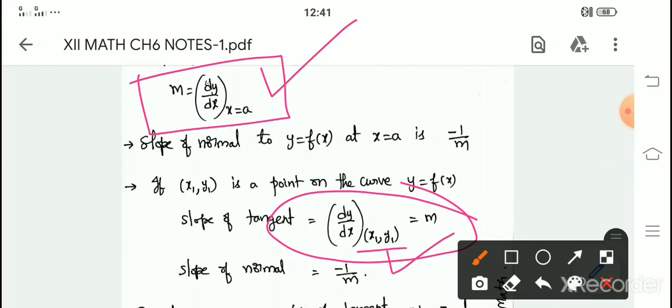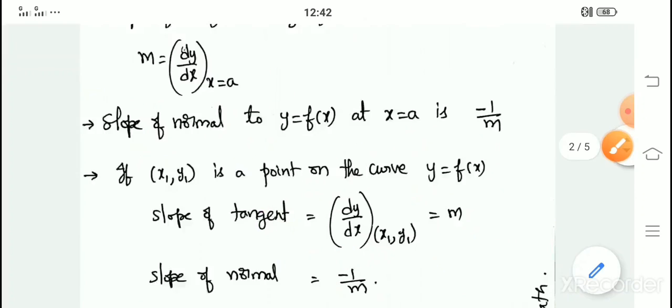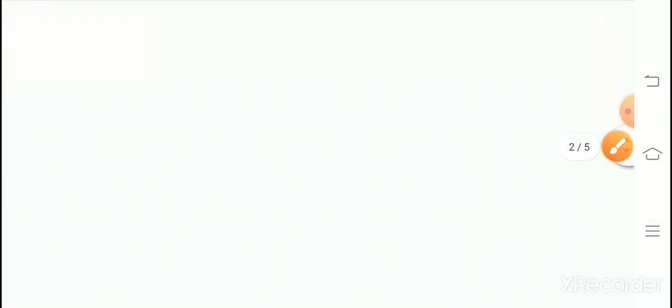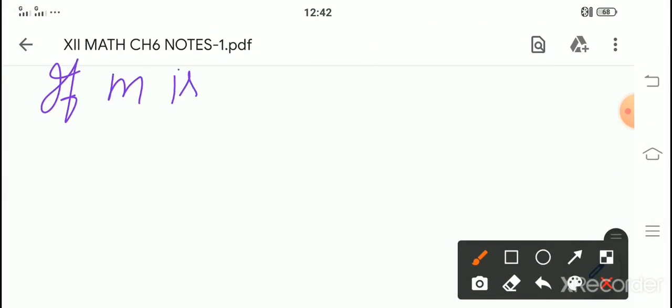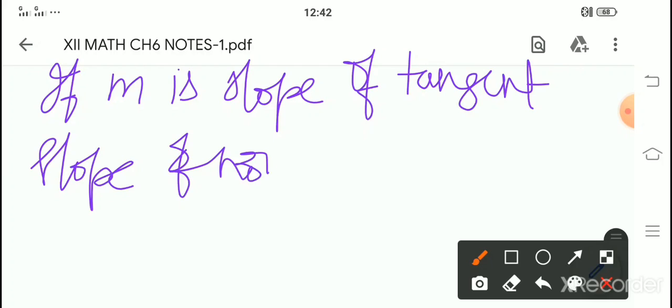So whenever you get the slope of the tangent, which we are letting be m, then the slope of the normal will be minus 1 by m. Remember, what is the slope of the normal? It is minus 1 by m at x is equal to a, or at the point (x1, y1), whatever it is. The slope of the normal is always taken as minus 1 by m, where m is the slope of the tangent. What is m? m is the slope of the tangent. If m is the slope of the tangent, then what is the slope of the normal? Minus 1 by m. That is the slope of the normal.